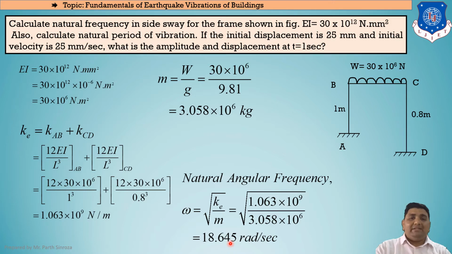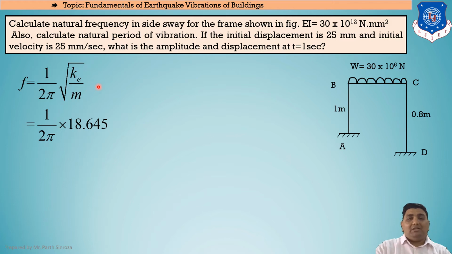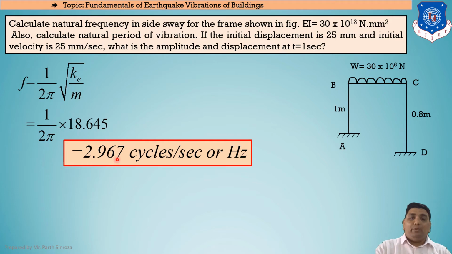Now after finding this omega, we will be focusing on our natural frequency, that means small f. So small f, here the equation will be 1 upon 2 pi under root Ke by m. And as we all know that this part is omega, so we have already calculated omega to be 18.645, and solving it we are getting an answer 2.967 cycles per second or hertz. This is our natural frequency that was asked in our question.